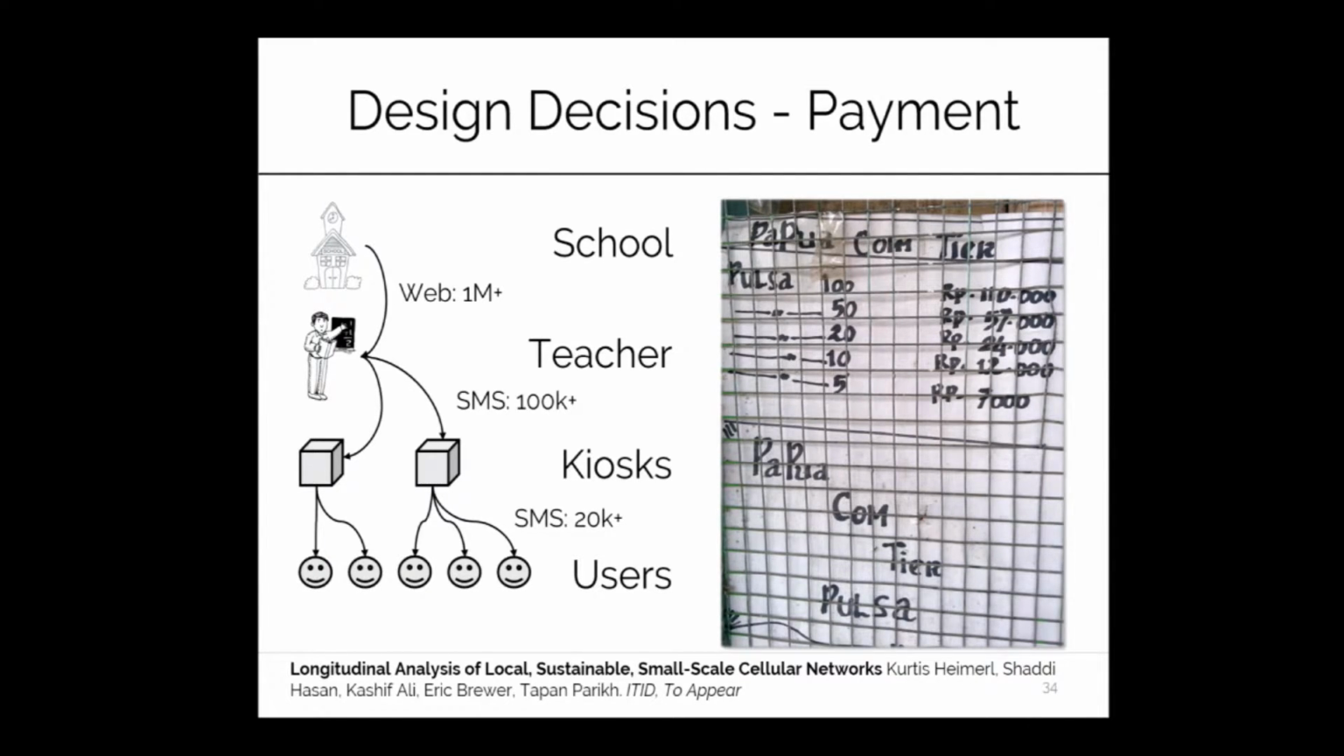On the right, you can see the price list at one of the kiosks. And you can see their markup. It's like 10,000 costs you 12,000 rupiah, 100,000 costs you 110,000 rupiah. So if you buy in bulk, you save some money.